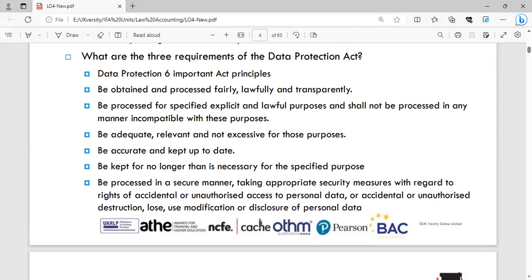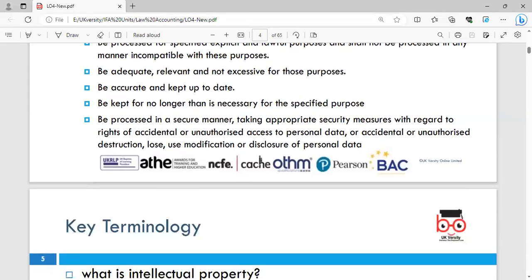Be processed in a secure manner, taking appropriate security measures with regard to the risk of accidental and unauthorized access to personal data. It's a crime, and it can be charged if you move the data from the UK to any country outside the EU. You need to get permission from the ICO, the Information Commissioner's Office, and users must be notified. So we need to be informed.